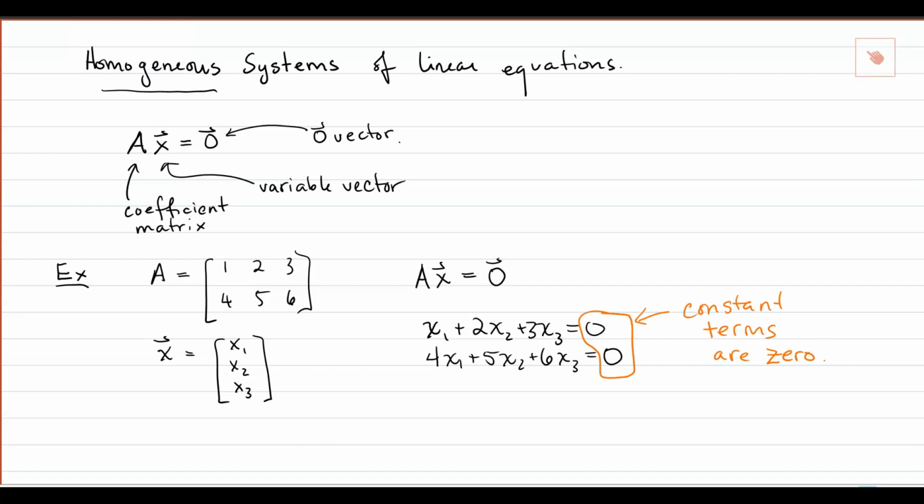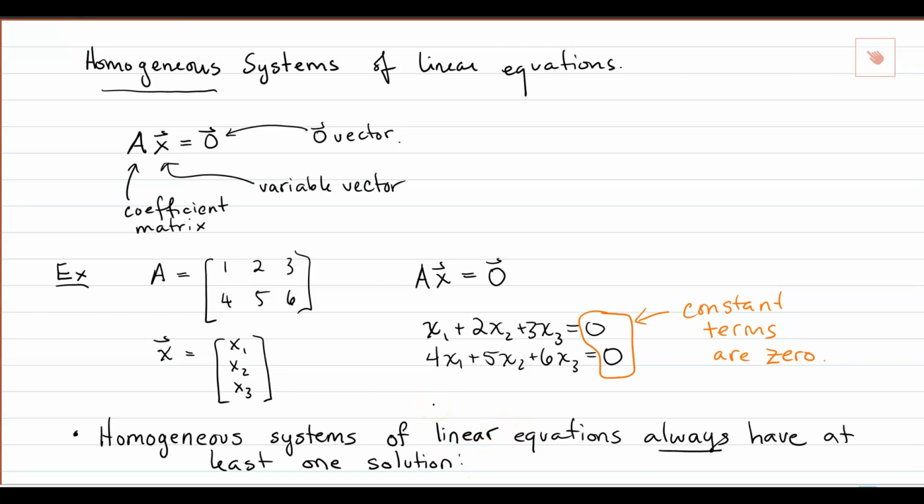The interesting thing about this class of systems of linear equations is that they always have a solution. So there's never any question about whether or not a homogeneous system of linear equations has a solution. It has always at least one solution, and it can have infinitely many solutions.